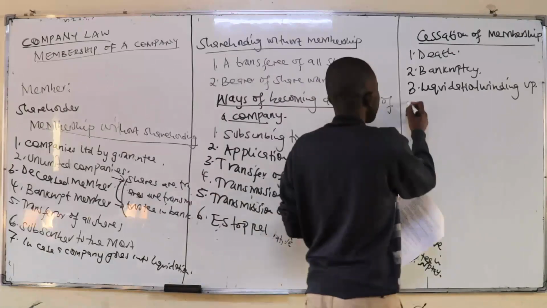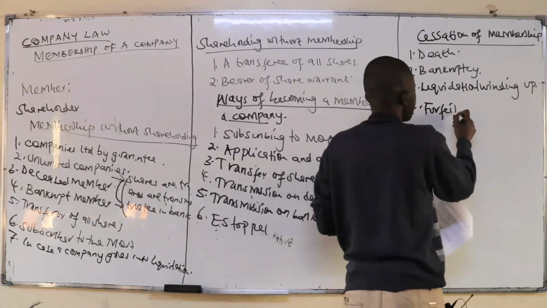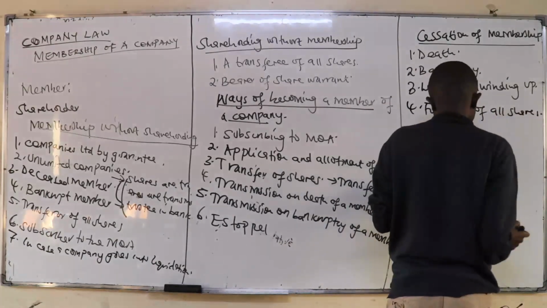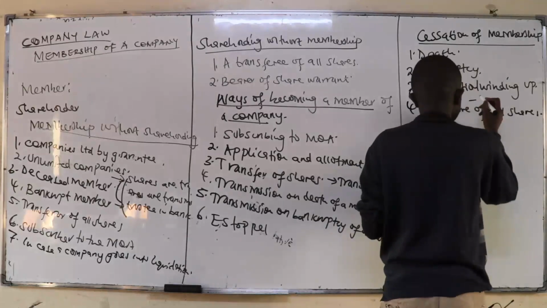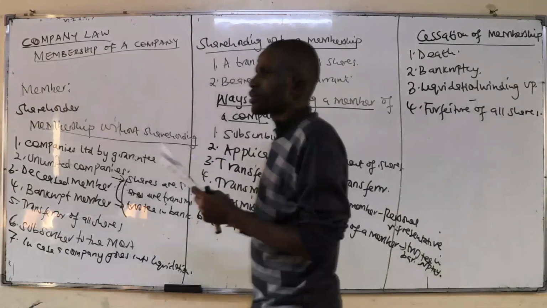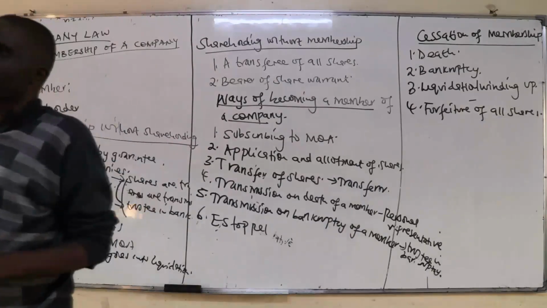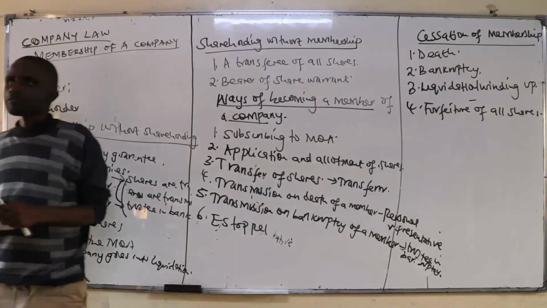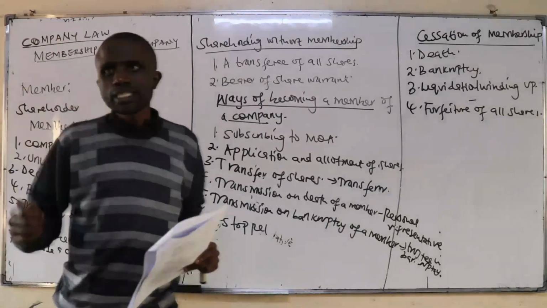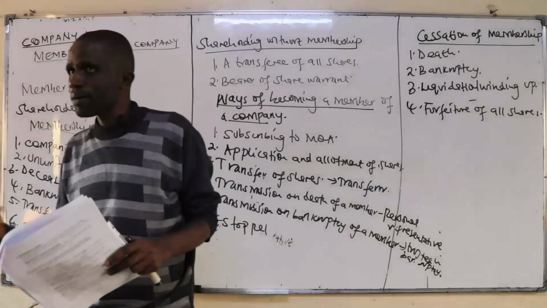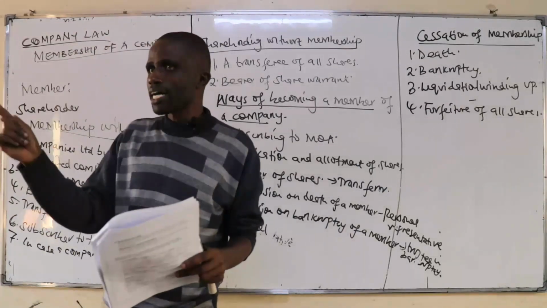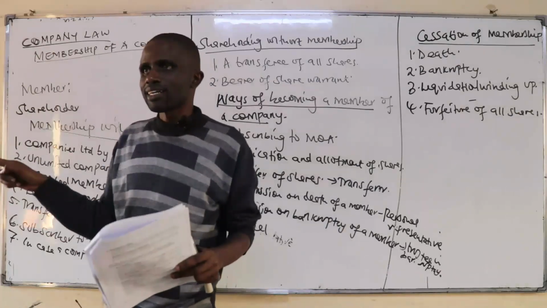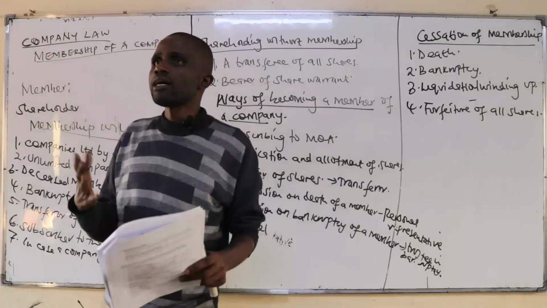Then forfeiture of all shares. The word forfeiture means cancellation by the company for non-payment. The company had given you shares, 50,000 shares. You have not paid for any of them for the last 10 years. The company can cancel them. Is that clear? So the company cancels those shares, all of them.